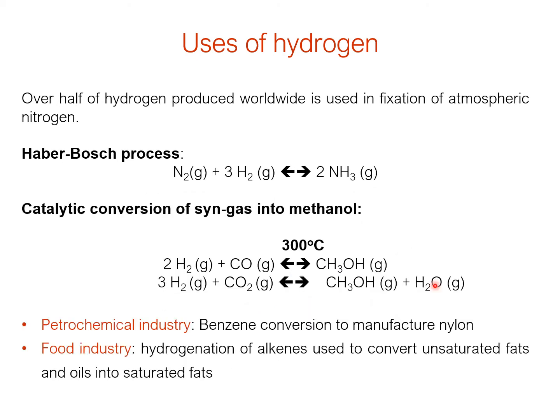So that, as I was saying, is over half of the hydrogen produced being used for the Haber-Bosch process. One of the other major uses is to convert it into methanol, and there are two reactions shown here. Either we can take the syngas that we were saying is produced from the steam reforming and react the hydrogen and CO directly to make methanol, or we can react hydrogen and CO2 to make methanol and water as a byproduct.